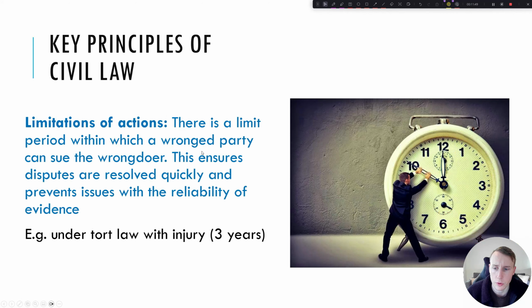Moving on to the next one, limitations of actions. What limitations of action means is that we generally put a time period in place as to how long you have to sue or bring action against someone. The reason we have that in place is that over time, the quality of evidence goes down significantly. Witnesses can forget things, people can die in cases, that sort of thing. And also parties need closure. So for things like defamation, you only have 1 year to initiate civil action if you want to sue someone. And under particular tort laws, like workplace injury, you only have 3 years.